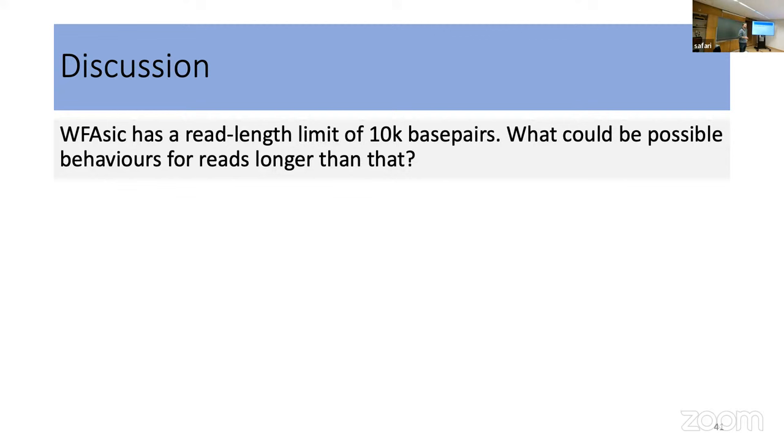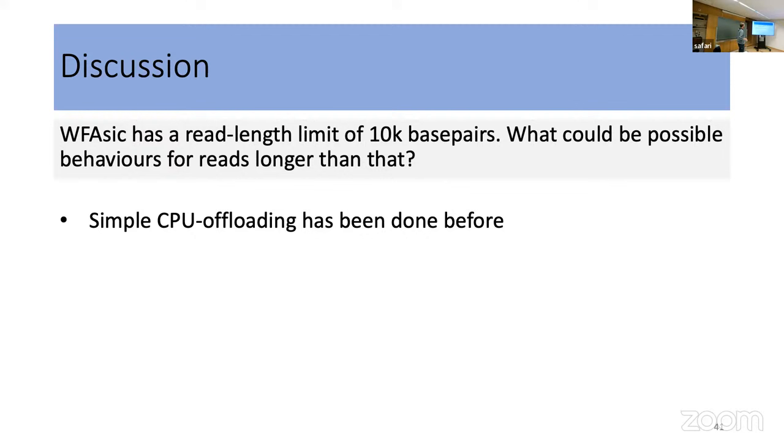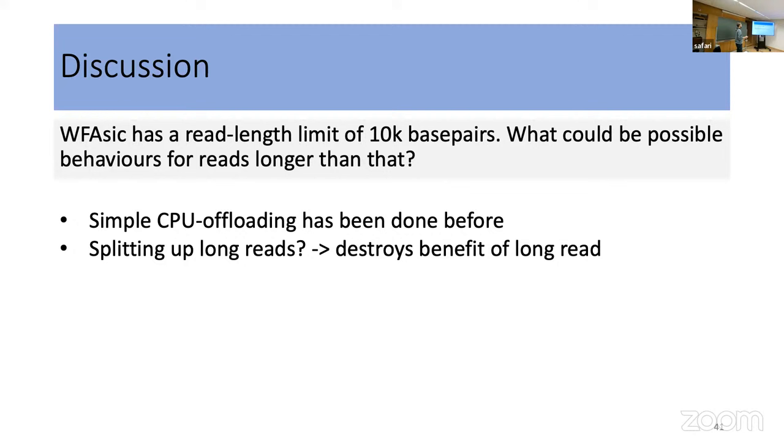If not, I also have a little answer provided. Simple CPU offloading. If you have two large reads, we could offload some of that onto the CPU. It has also been done before, but this is basically just a band-aid solution. We don't have enough capacity to calculate longer reads, so we'll just do it in software. This is not a real solution that solves the problem. Also, splitting up longer reads basically destroys the benefit of having this long read if we split it up into many smaller reads.